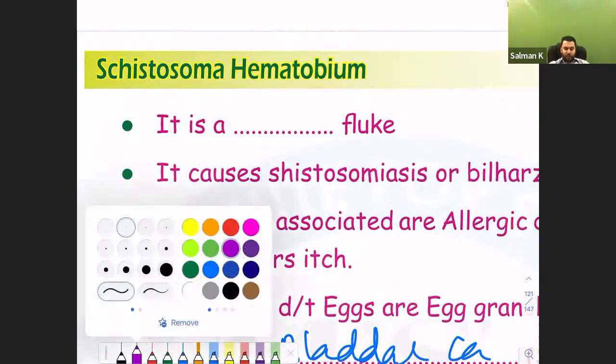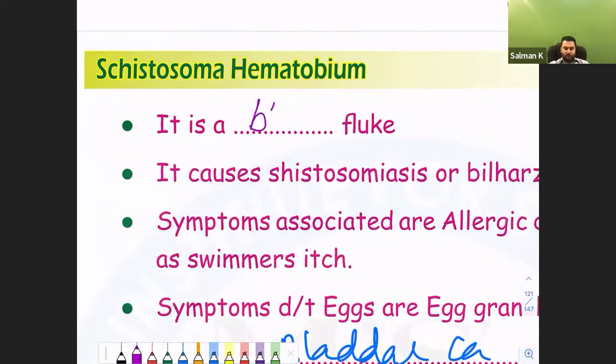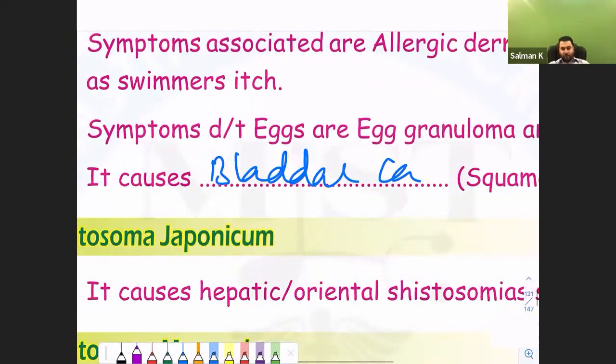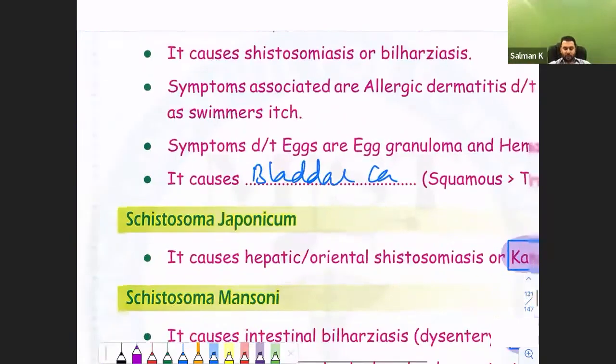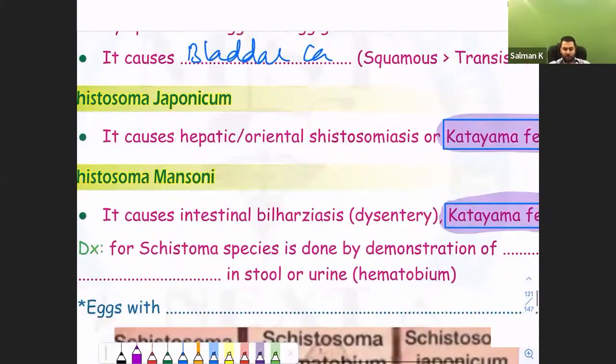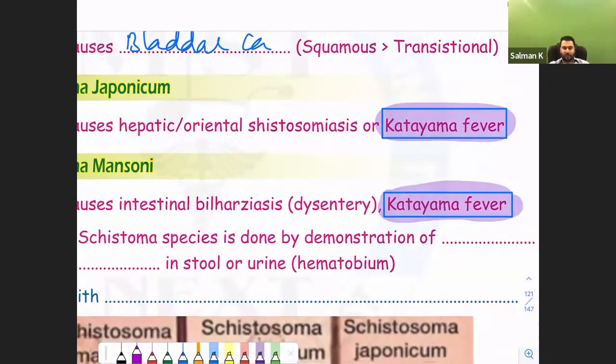Next, coming to this thing, the main guy, Schistosoma hematobium, it produces bladder cancer. We might have learned this before. Yes or no? So hematobium produces what? Bladder cancer. Next organism, Japonicum and Mansoni, they produce Katayama fever. So that's about that you should be knowing as such here.